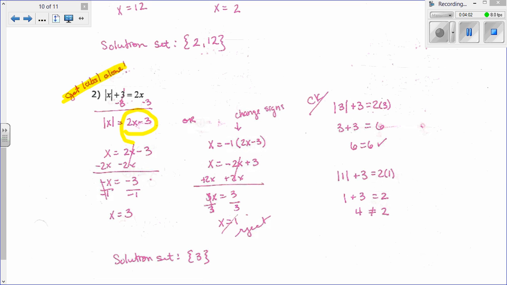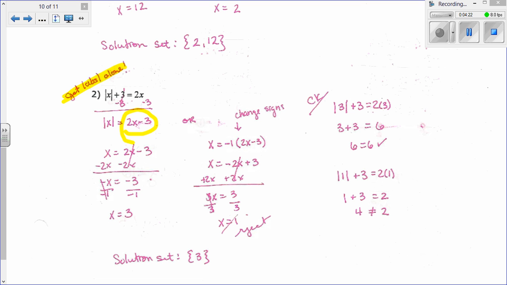If I substitute 1 in, I would get the absolute value of 1 equals 3 plus 2 times 1. Well, 1 plus 3 is 4, which is not equal to 2. Therefore, I would reject x equals 1, and my solution set is just 3.